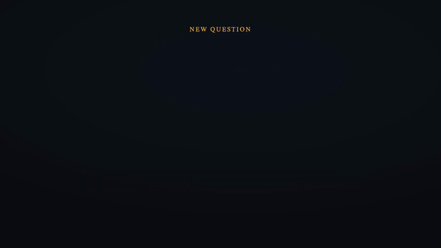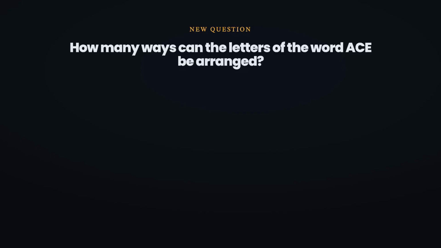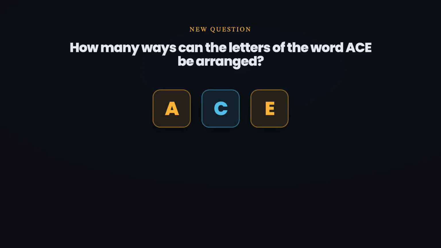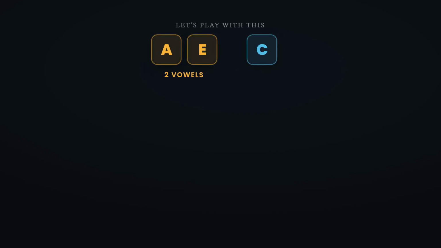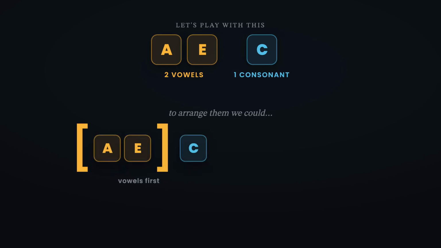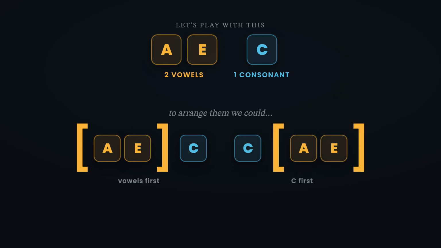Let's try another question. How many ways can the letters of the word ace be arranged such that the vowels are together? Let's have a play with this first. Playing with the situation is always useful as it helps you get familiar with what the question is asking. In this word, there are 2 vowels, A and E, and 1 consonant, C. To arrange them, we could have the vowels first, and then the C, or the C first, and then the vowels. Alright, let's write a sentence.